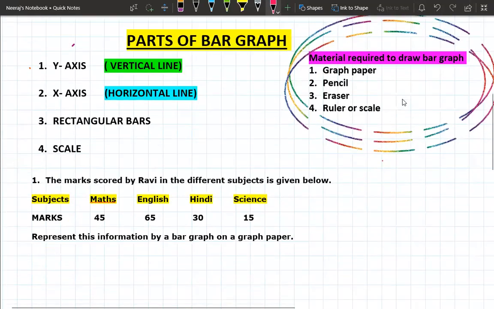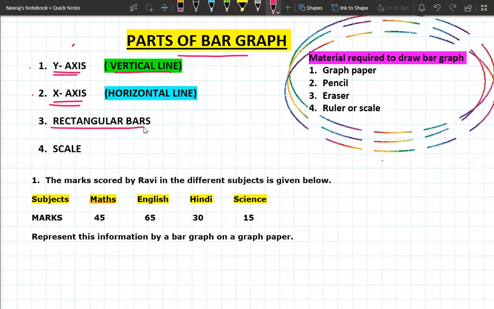So let's have a look at the parts of the bar graph. The line which goes up, a straight vertical line, is called the y-axis. The line which runs horizontally from left to right is called the x-axis. This is the second part of the bar graph. The third part is that we have to draw rectangular bars. The fourth is that we have to use a scale so that it can give a precise value.